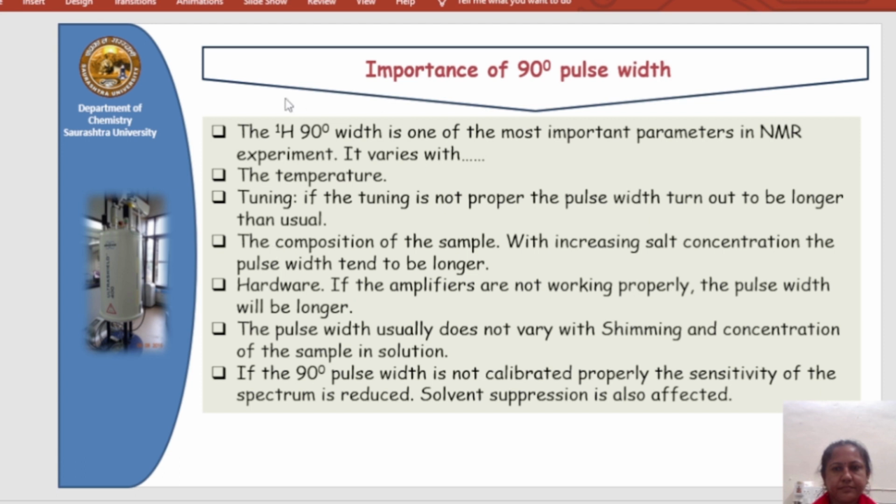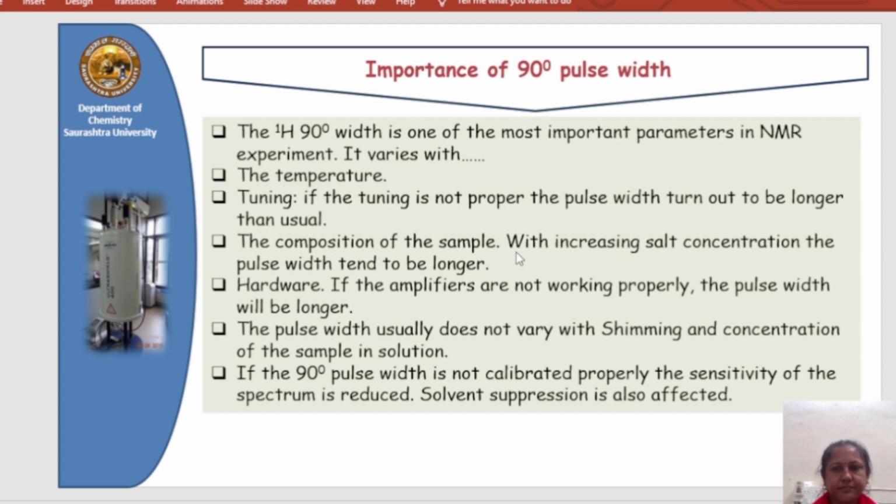We go one by one. First, the temperature. If the temperature is not controlled properly, then the spectrometer is not working properly, so it may create some hurdles in the recording of the NMR spectrum. Tuning means the adjustment of the radio frequency. If it is not proper, then the radiation we provide for the molecule cannot be absorbed if it is not matched with the resonance frequency, so it may create some hurdles or mistakes in the recorded NMR spectrum.